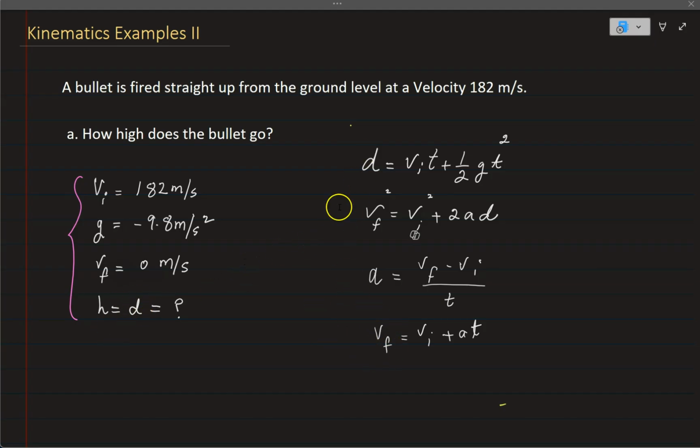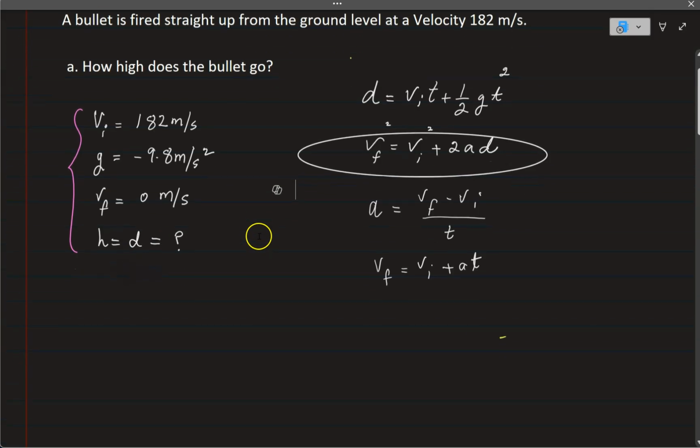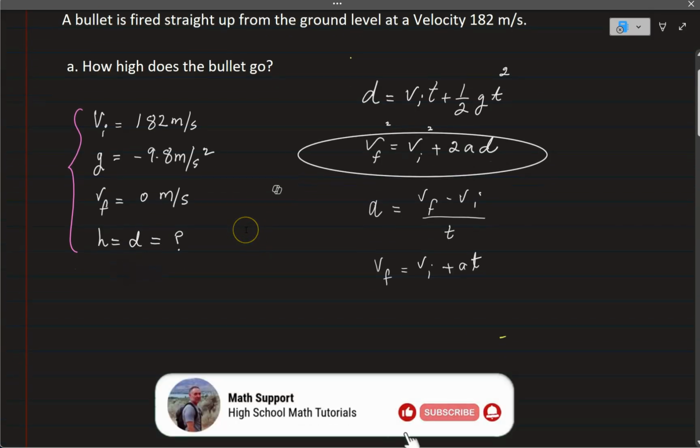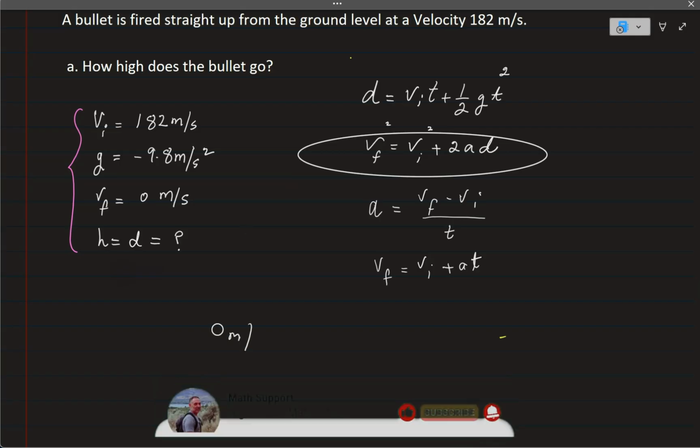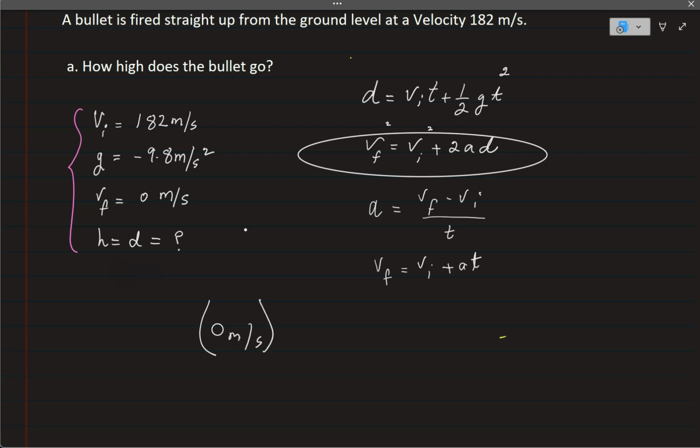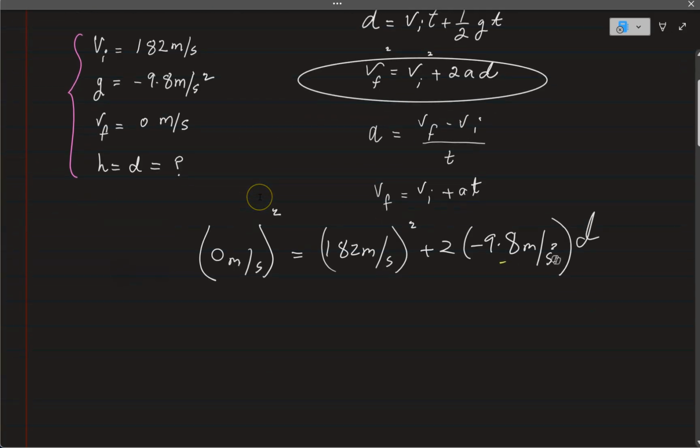Out of all the five formulas that we have, the only one that actually makes sense to use is this one right there: V final squared equals VI squared plus 2AD, and then we're going to solve for D. Now we get 0 meters per second squared equals VI squared, the initial velocity, 182 meters per second, all of that squared, plus 2 times negative 9.8 meters per second squared, and then times D. And then we're going to solve for D.